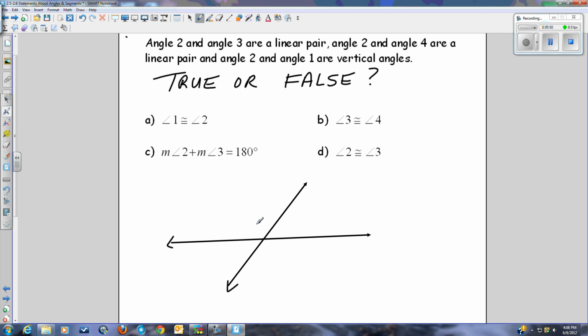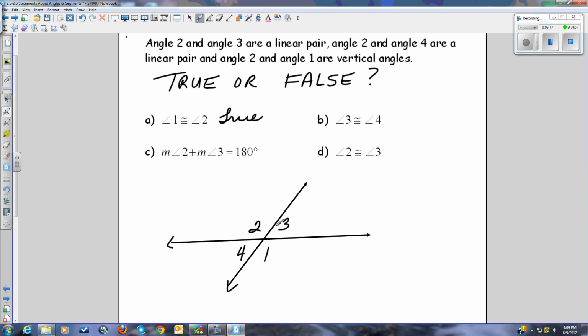So here is, let's say, angle 2 and 3 make a straight line. They're a linear pair. Angle 2 and 4 make a straight line. They're a linear pair. And 1 and 2 are vertical angles. They're across from each other. So let's take a look at this. Is angle 1 congruent to angle 2? Yes. Why? Because we know that vertical angles are congruent.